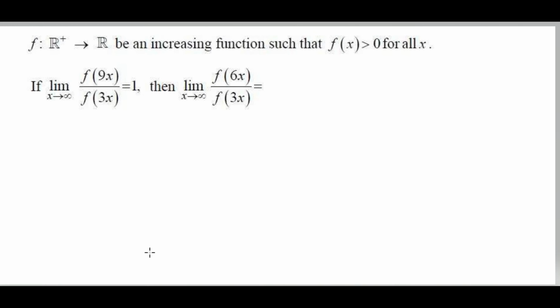Next problem. Here is given f maps R plus to R, an increasing function such that f(x) is greater than 0 for all x. If the limit as x tends to infinity of f(9x) by f(3x) is 1, then find the value of the limit as x tends to infinity of f(6x) by f(3x).